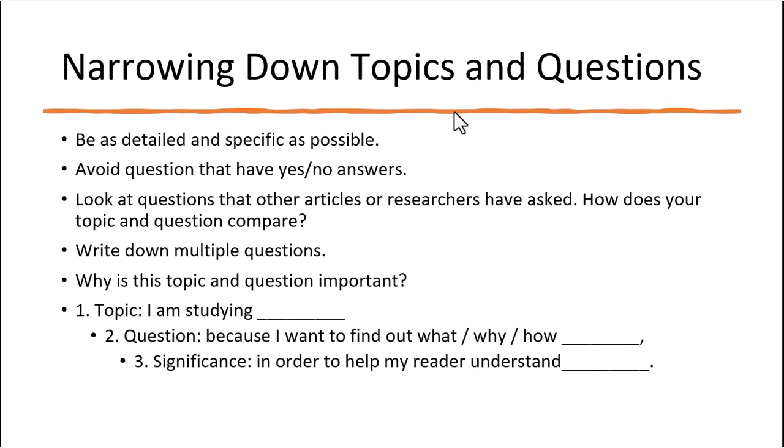So for example, we have this formula here. We can start with saying, I am studying blank because I want to find out what, why, or how, blank, in order to help my reader understand blank. This sort of formula can help us come up with a good topic, question, and reason and logic behind that question. For example, I could say, I am studying the impacts of Facebook on depression rates in teenagers because I want to find out how Facebook affects depression rates in teenagers in order to help my reader understand whether or not they should use Facebook or the risks of using Facebook.